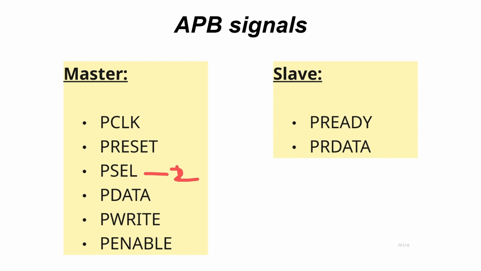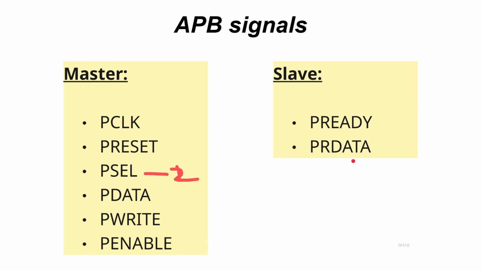I'll be explaining how it works. So for example, just imagine this P clock, reset, P select will tell what peripheral we need to choose, and P data has the data, P write has the write signal. Like if it is high, we need to write. If it is low, we need to read. This P enable will tell you can actually start the process. I'll be explaining about this P enable real quick in this video.